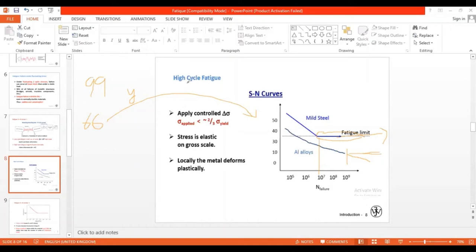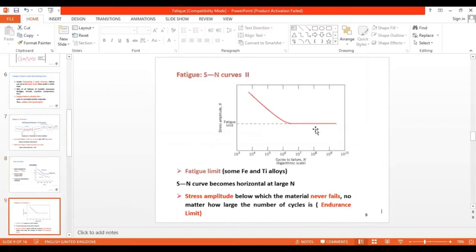So this is all about high cycle fatigue, where the number of cycles is above 10 to the power 5, right? And this is stress. This is a usual fatigue curve. Usually the fatigue curve will be like this. From a point, it will keep on reducing, and at a particular stage it will become a horizontal line. That is called the fatigue limit, right?